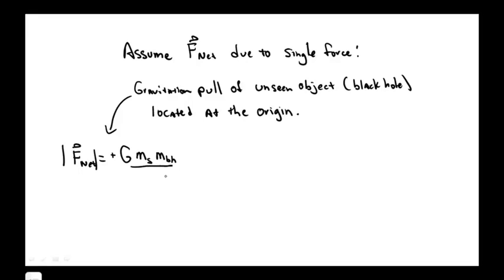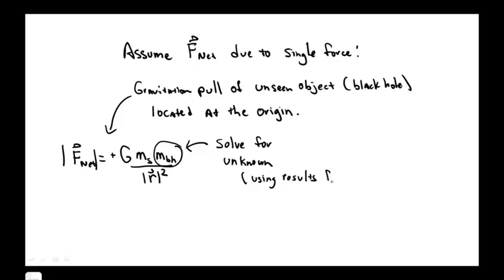Combining this with selected results from our motion analysis, we can then solve for the unknown, an estimate of the mass of the unseen object, a black hole at the origin. So let's go ahead and do this lab.